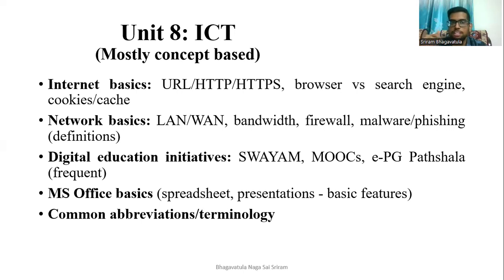Next one is the network basics: LAN, WAN, bandwidth. You will say Wi-Fi. What type of protocol will be there? WPA3 or WPA4. Malpractice, phishing. All this definition part also you need to be very sure about.